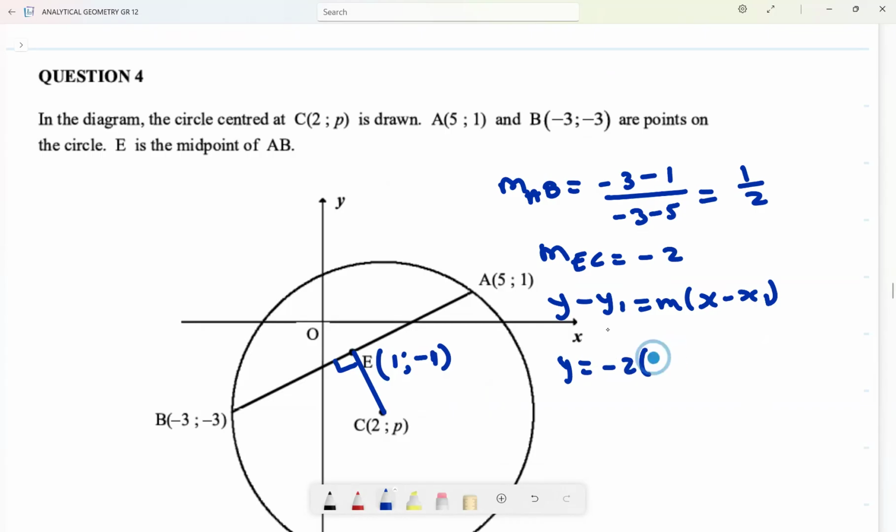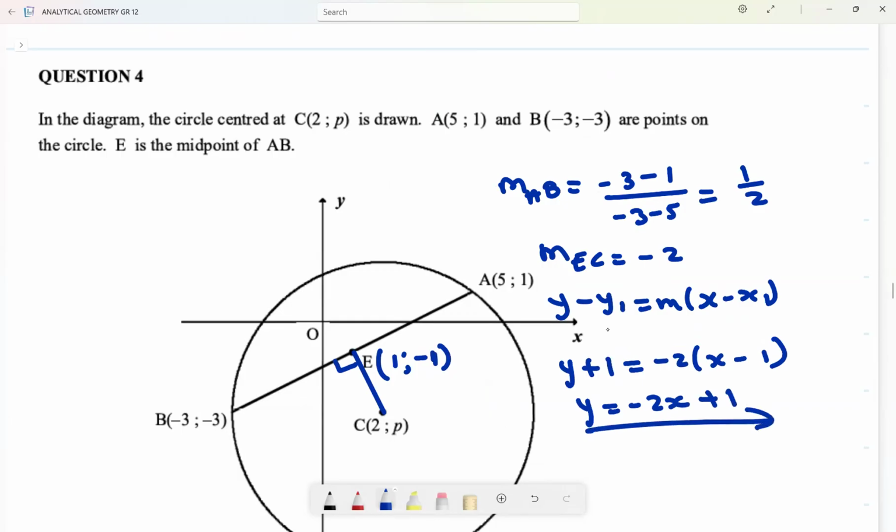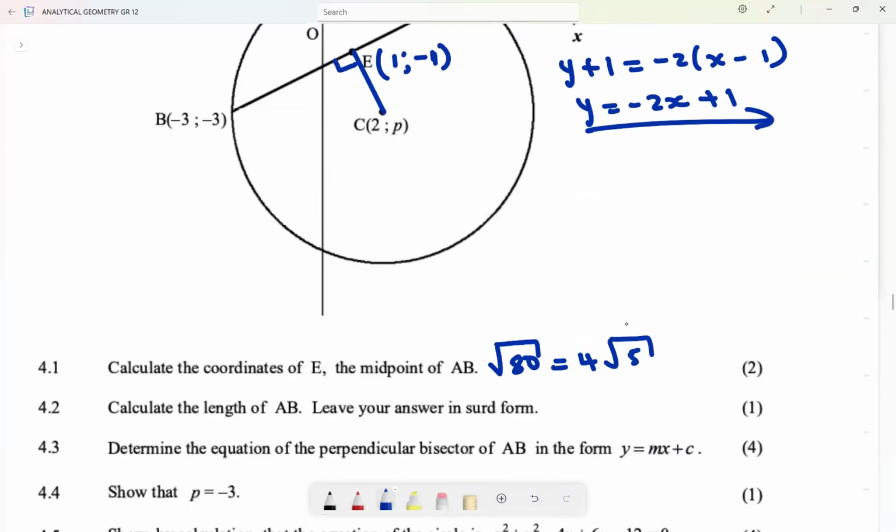And then, okay, let me do this. Y minus y1, it is negative 1. So I'm going to say y minus negative 1, or I can just say y plus 1, is equal to negative 2 into x minus 1. And then y is going to be negative 2x, negative 2 multiplied by negative 1 is plus 2, then minus 1, it is plus 1. This is the equation of the perpendicular bisector.